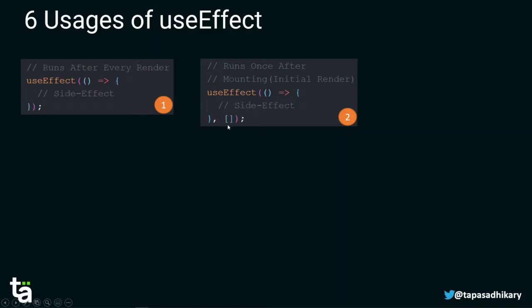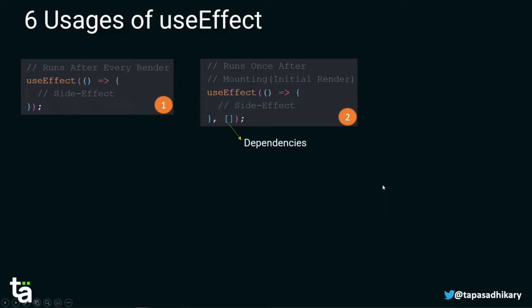And did you see the dependency array over here? This is a dependency array, but in this case it is empty because we don't have any dependencies to declare here for the side effect to run, because we want to run this side effect only on the initial render. Okay, so that is the second use case.